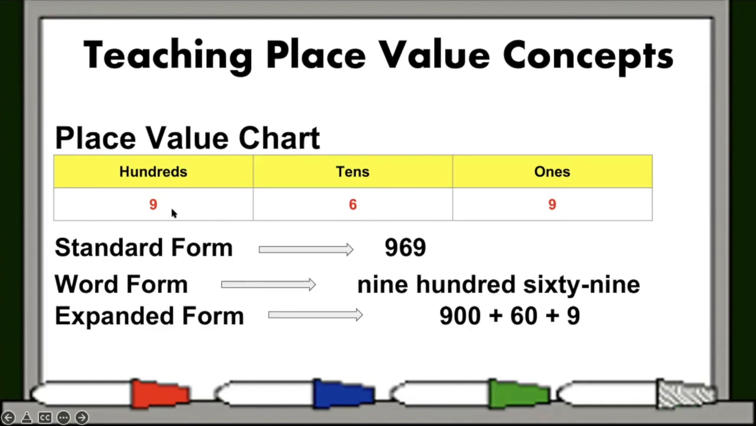969. We can also write the number in standard form, 969. We can also write it in word form, 969. And we can also write it in expanded form, 900 plus 60 plus 9.